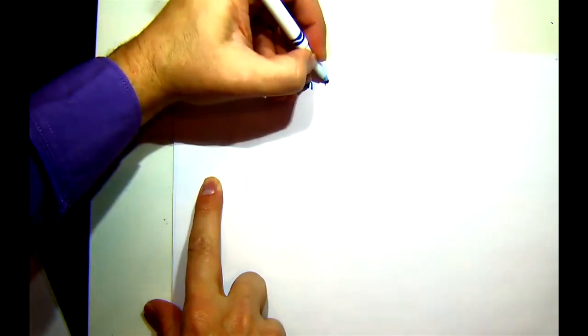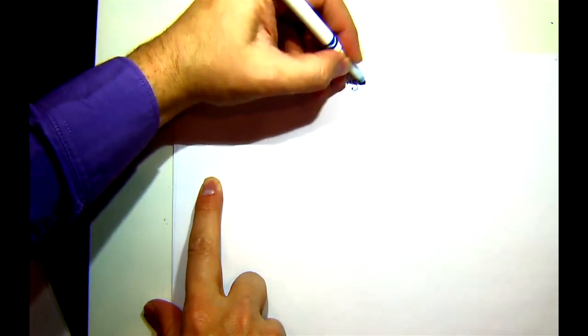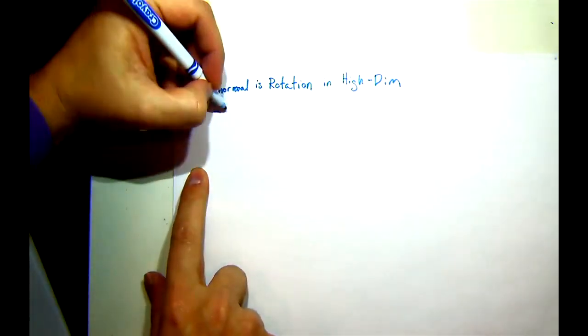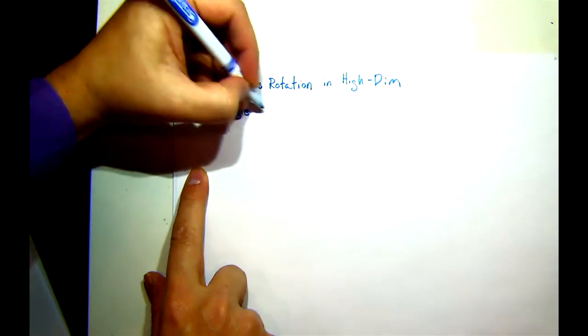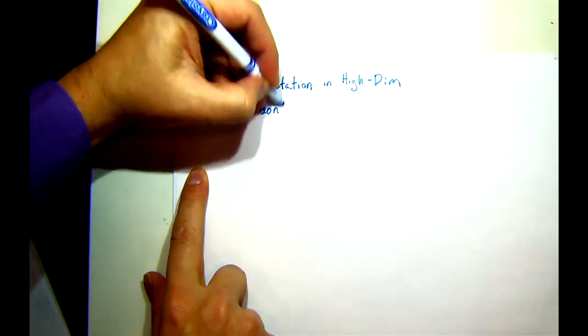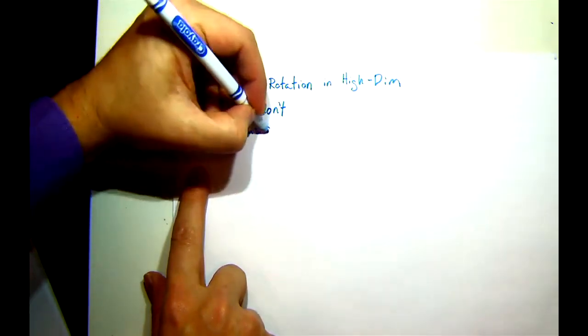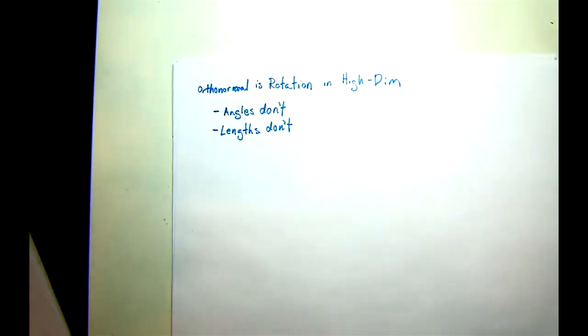Rotation means two things. Angles don't change, and lengths don't change. So when you apply this transformation, all the original vectors will rotate, but any two vectors will stay in the same orientation with respect to each other. And also the lengths of the vectors that you rotate are not going to change.